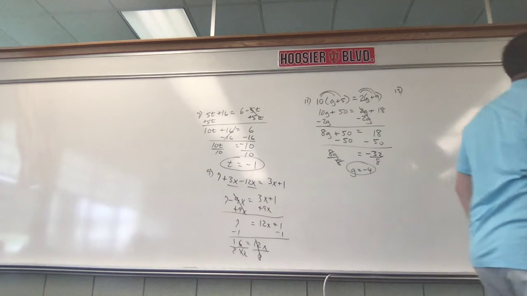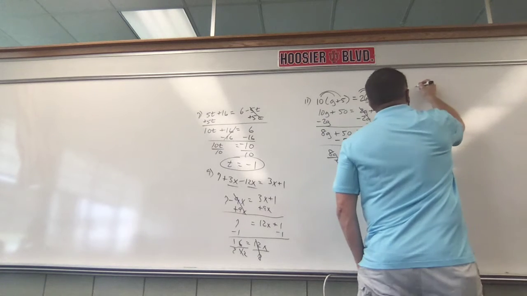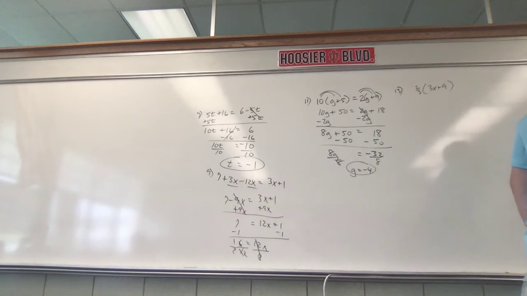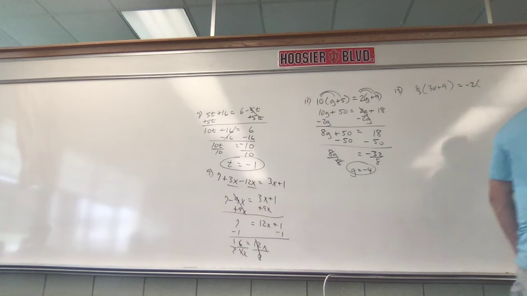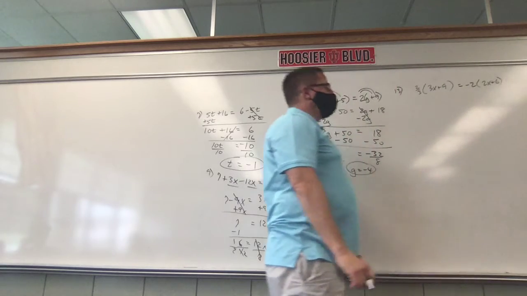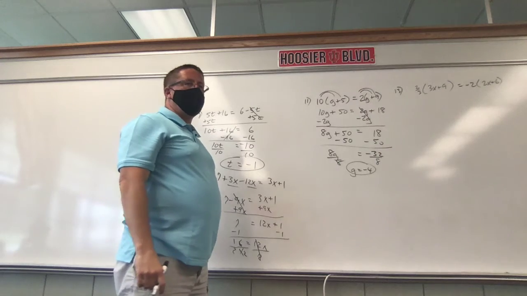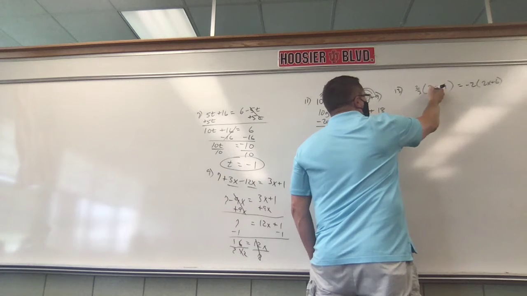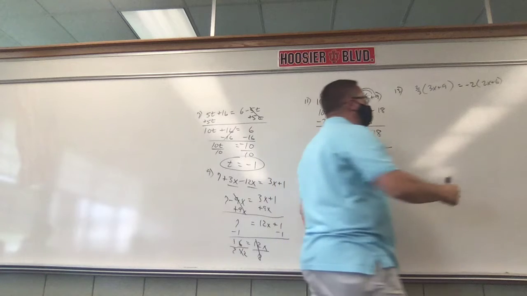They give us 2/3 of 3x plus 9 equals -2. Okay, this is where it gets a little tricky, okay? Here's what we're going to do. I'm going to make this 3 into a fraction. You guys know how to make anything into a fraction? Put a 1 under it. Put it over 1.